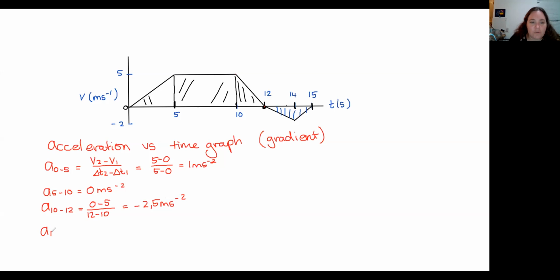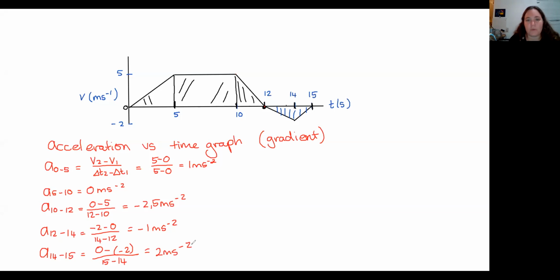Our acceleration from 12 to 14 is going to be a different gradient. So we're going to end up at negative 2 starting at 0 over 14 minus 12. So that's going to be negative 2 over 2. So it's going to be negative 1 meter per second squared. And then lastly, we're going to have our acceleration from 14 to 15. The final value is 0. The initial value was negative 2. Final time was 15. Initial time was 14. So it's going to be 2 over 1, which is 2 meters per second squared.